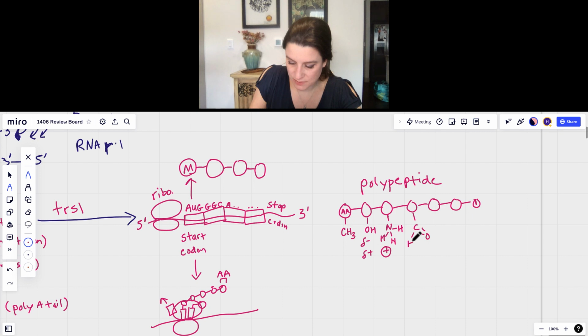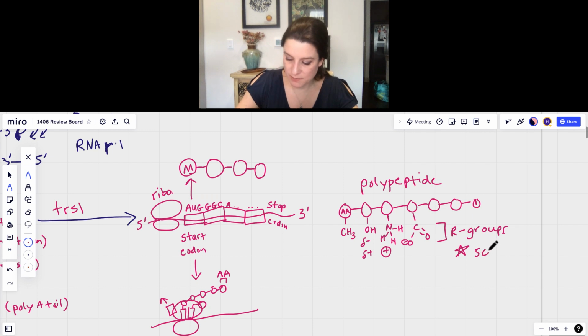Carboxyl groups have a negative charge on them. So we've got all these different R groups, and that's what causes the polypeptide to fold in various ways. So it depends on the order. The order of the R groups, the sequence of the R groups, is what dictates the polypeptide folding.